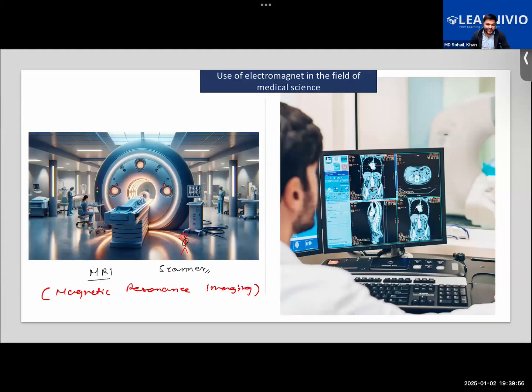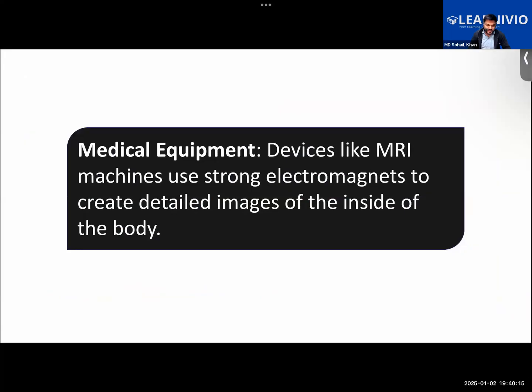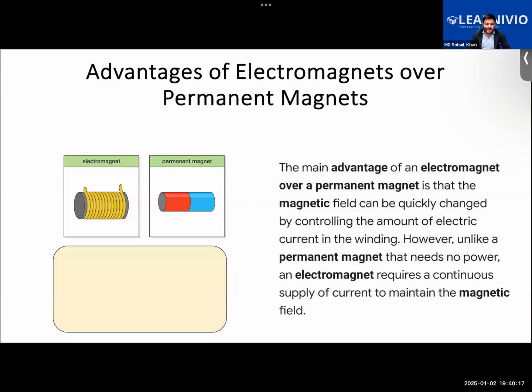There are various applications of this electromagnet. It is used in the field of medical science also, like we have MRI scanners that create a strong magnetic field to create images of the inside of the body. And with the images produced, the doctor will be able to diagnose the disease, what kind of problem the person is suffering from. So it is used there.